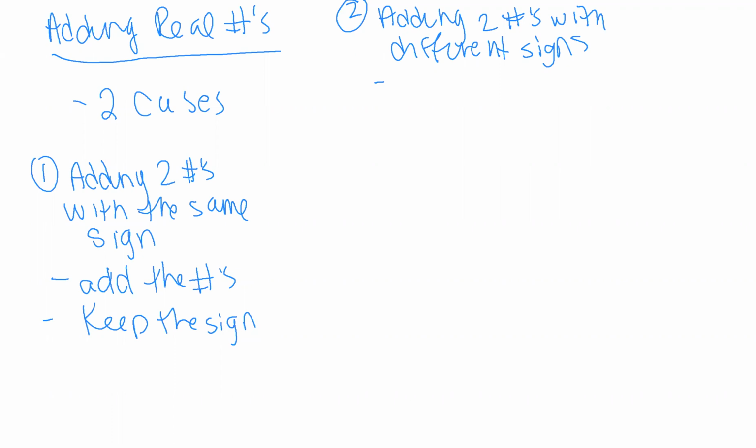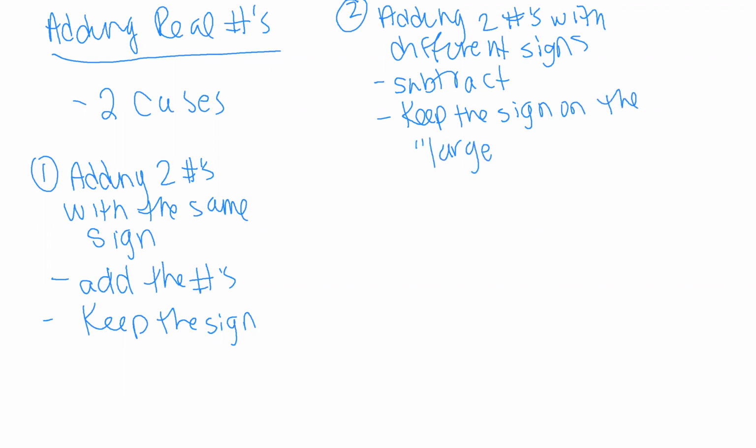So what we really do is we subtract, and then we keep the sign on the larger number. So whichever number you had more of, if it was negative, you keep the negative sign. If you had more of the positive, you keep the positive sign. So let's look at an example of each of these just really quick.